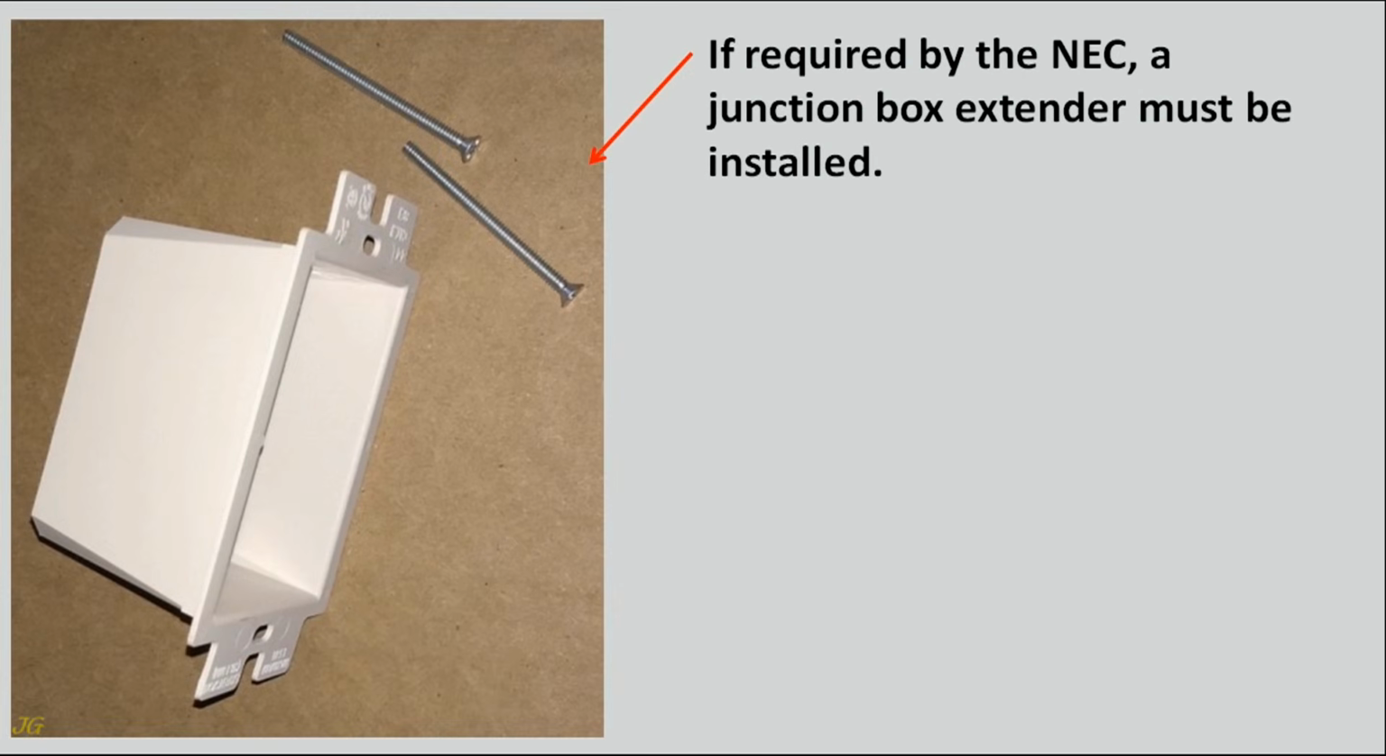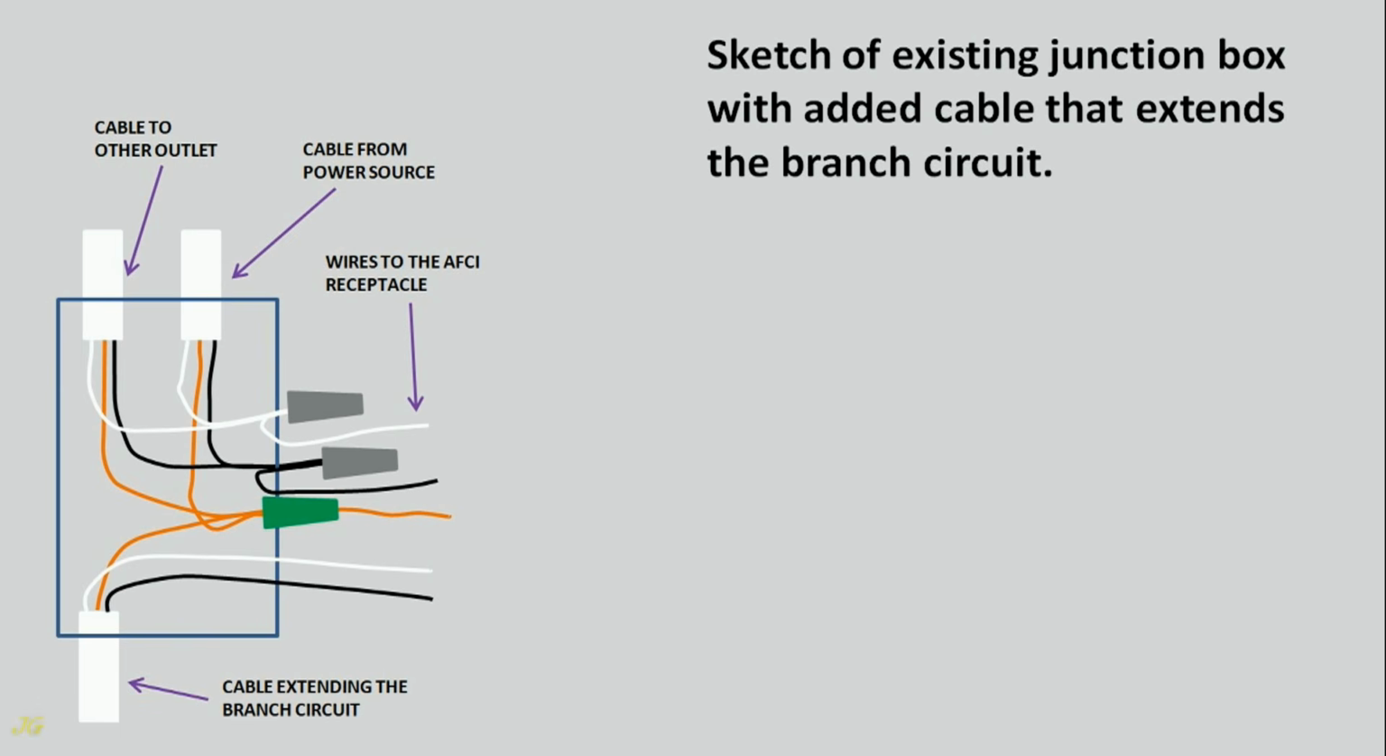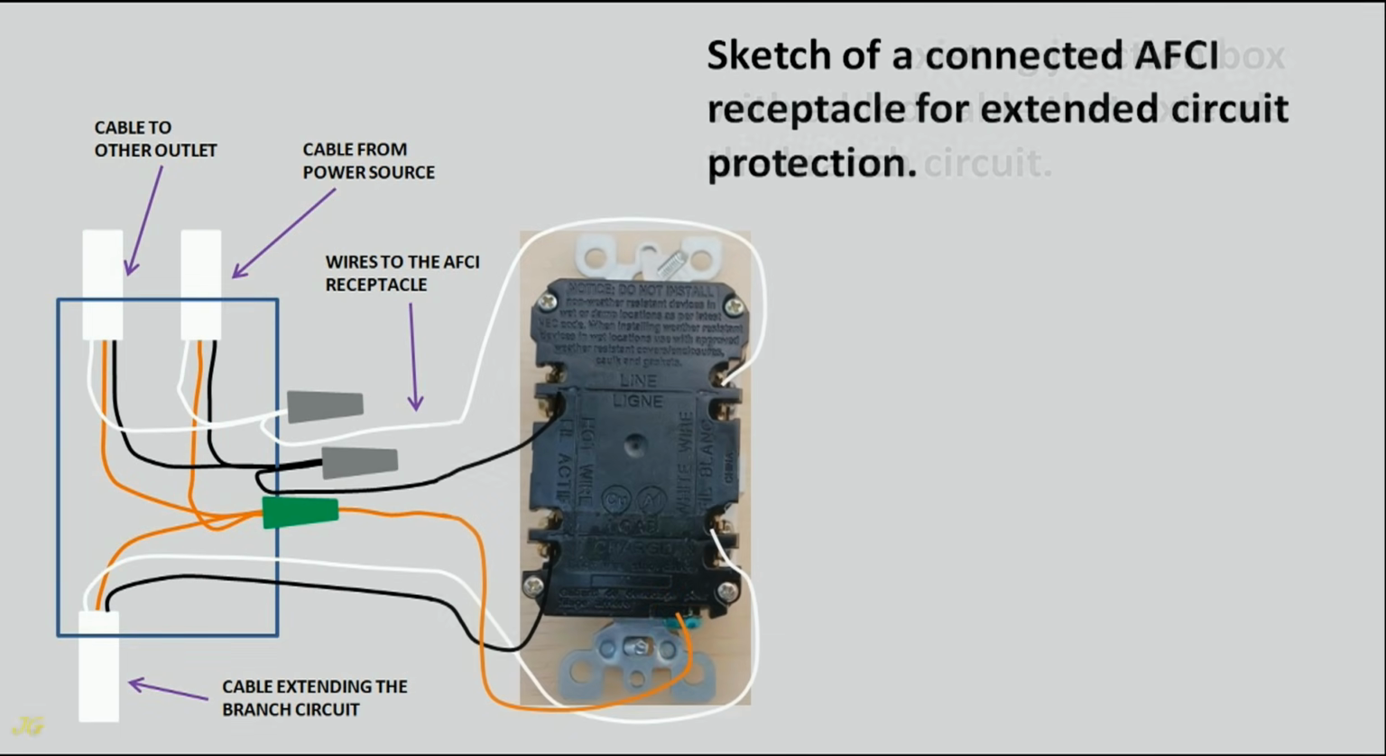If required by the NEC, a junction box extender must be installed. Connection of the AFCI receptacle to protect the circuit extension. Sketch of existing junction box with added cable that extends the branch circuit. Sketch of a connected AFCI receptacle for extended circuit protection.